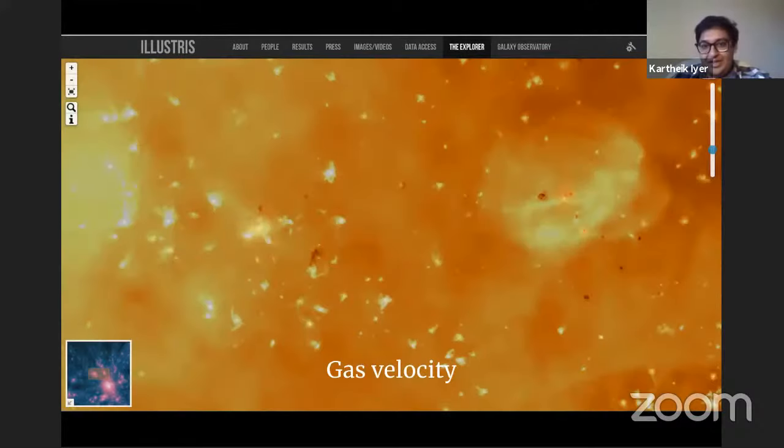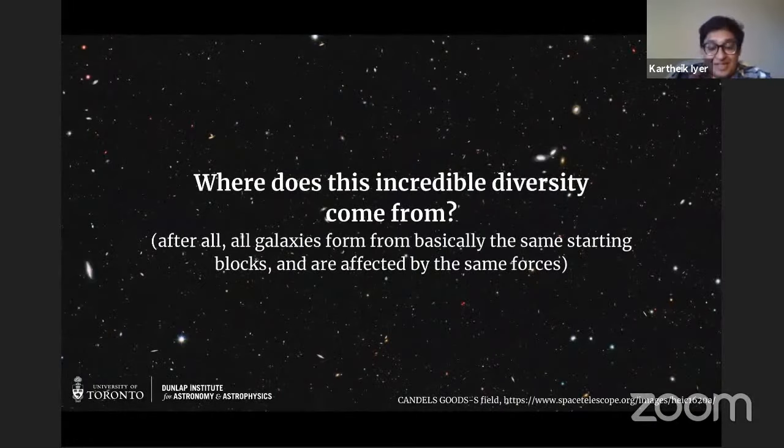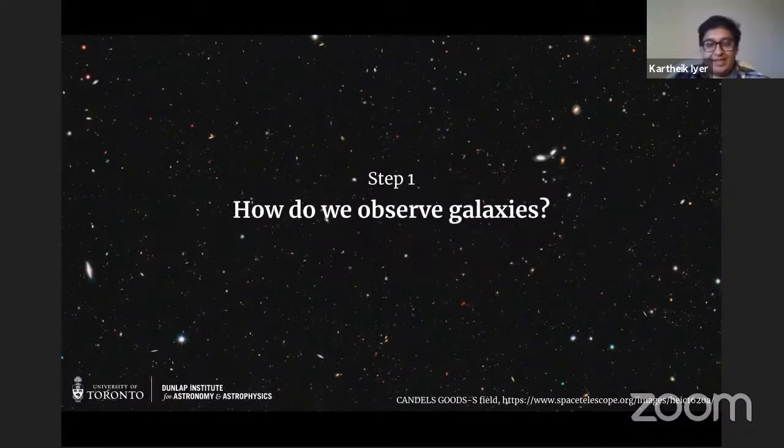All right, so let's come back to the question we set up. In the world around us, we see this incredible diversity among galaxies. And if everything starts from basically the same point, how do they look so different? Solving this mystery is a rewarding quest for anyone doing galaxy evolution, and it needs some setup. So we're going to spend some time doing the setup, and then we're going to come back to this question later on in the talk. So here's how the setup happens.